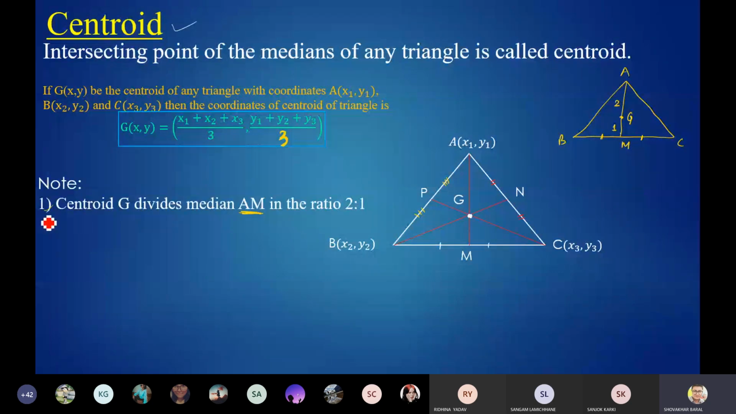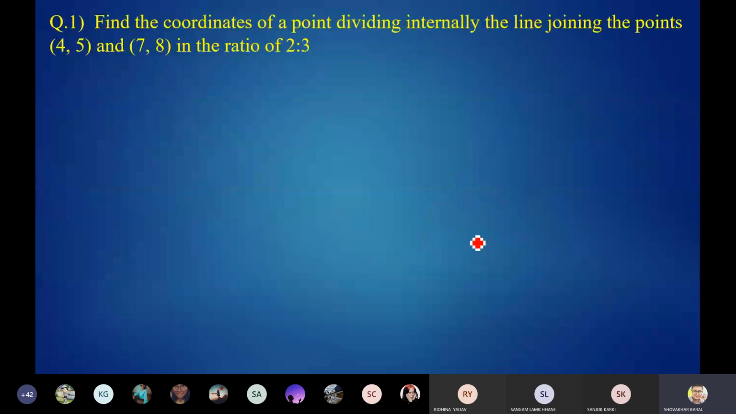And one very important thing that you need to know: centroid G divides median AM in the ratio 2:1. The centroid divides the median in the ratio 2:1. If the median is of 3 centimeter length, then the upper part will be of 2 centimeter. Above G it will be of 2 centimeter, and below G it will be of 1 centimeter. Okay. So let's continue with the questions.